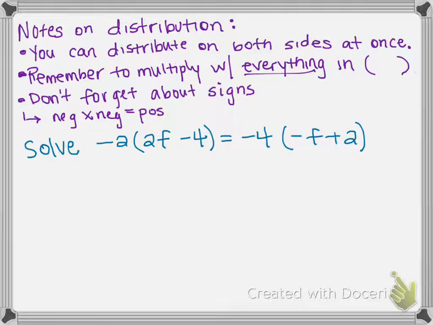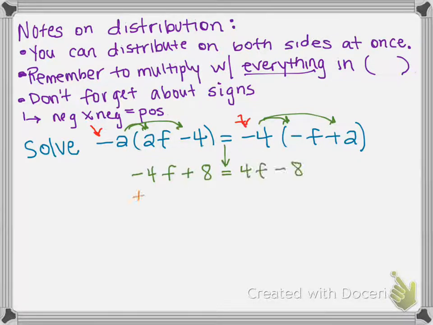And don't forget about signs. So here in the very beginning, it's actually a -2 as well as a -4. You have to remember about multiplying those signs in. If you end up with a negative times a negative, that is a positive. So let's continue to solve this one. Once you do that distribution, you end up with this equation. And then you continue to solve as with all the other examples.